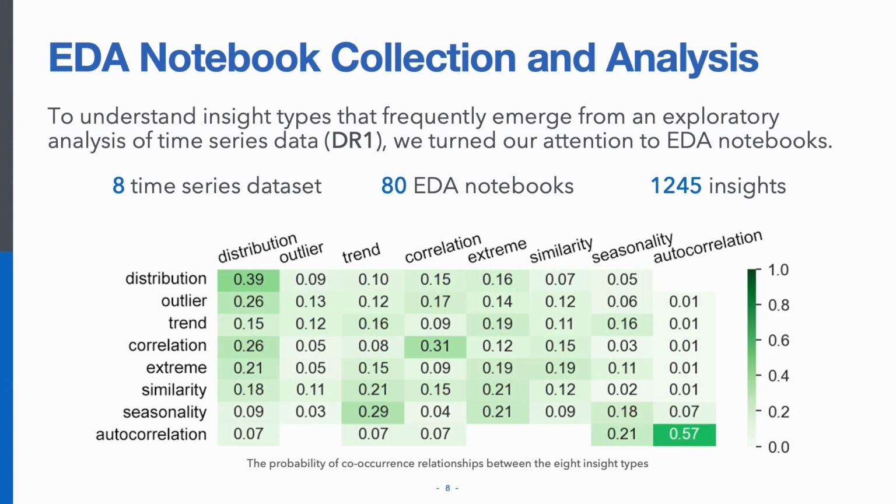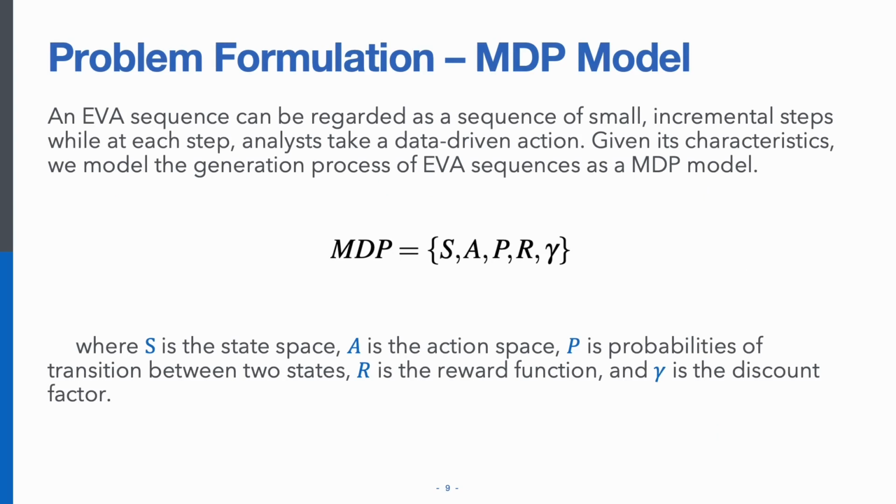As a result, we collected 80 EDA notebooks from Kaggle and identified 8 insight types and their co-occurrence relationships. Next, we shaped the generation of EVA sequences into a reinforcement learning problem to address DR2. An EVA sequence can be regarded as a sequence of small, incremental steps while at each step, analysts take a data-driven action. Given its characteristics, we model the generation process of EVA sequences as a MDP model.